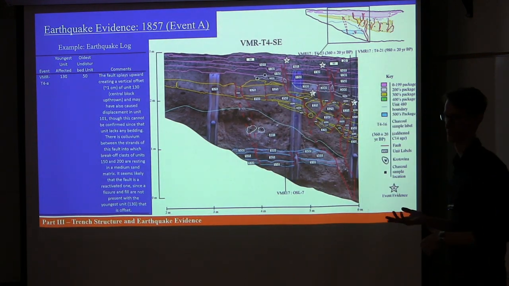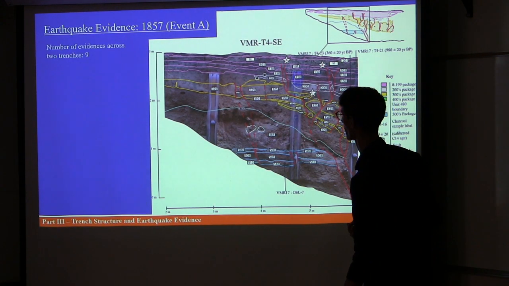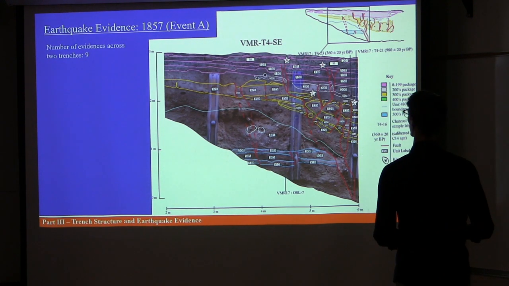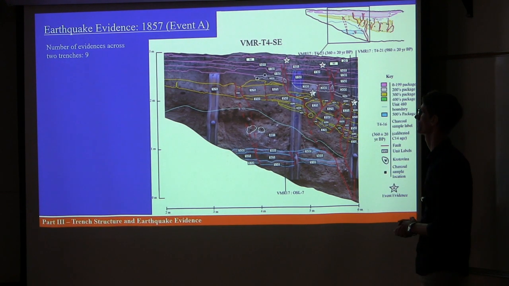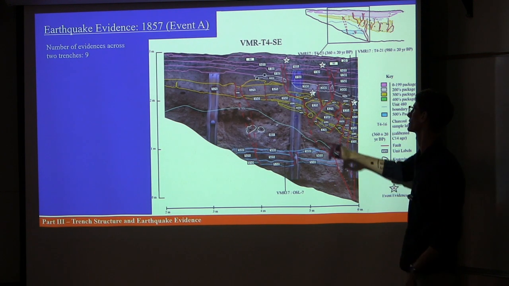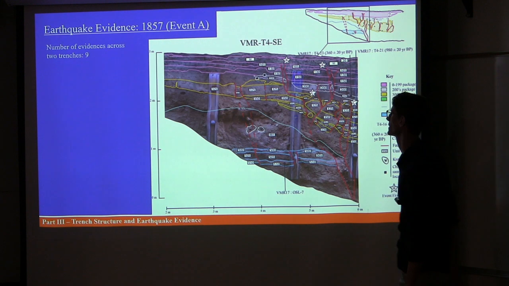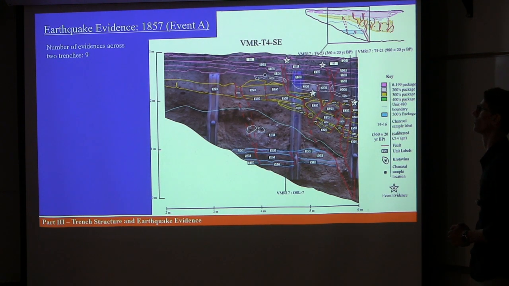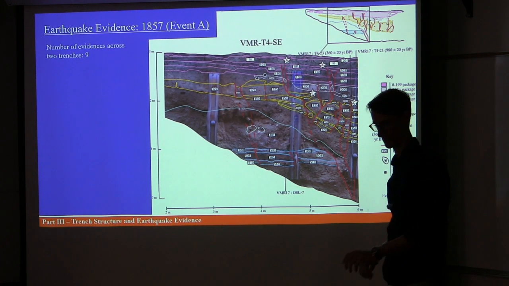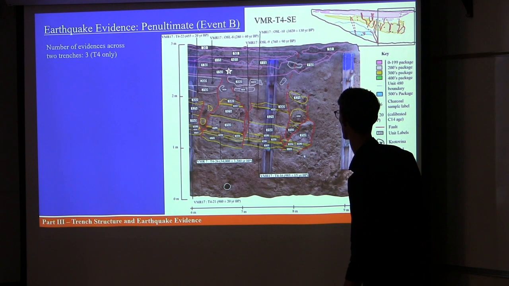But going forward, I'm just going to list how many evidences there are. For example, we have 9 for our first earthquake, 1857. But I'm going to go over the highlights. Basically, we have a fissure where we have fill from the overlying unit 50 into a truncated unit 101. That's a pretty clear evidence of surface rupture.